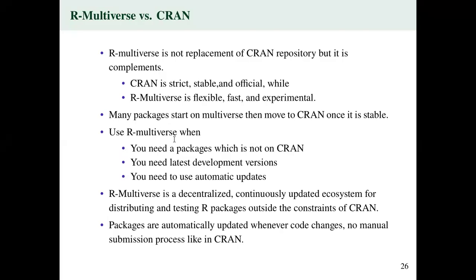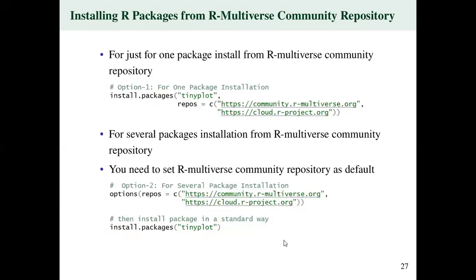So use multiverse when you need packages which are not on CRAN, number one. You need the latest development since the last version hosted in CRAN, or you need to use automatic updates, something which is not there in CRAN. R-multiverse is a decentralized, continuously updated ecosystem for distributing and testing R packages outside the constraints of CRAN. Packages are automatically updated whenever code changes. No manual submission process like in CRAN. So this is the difference.